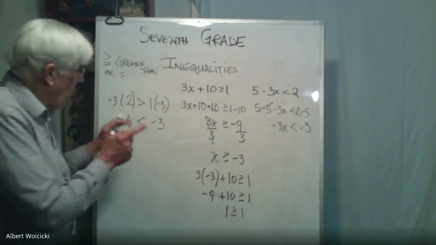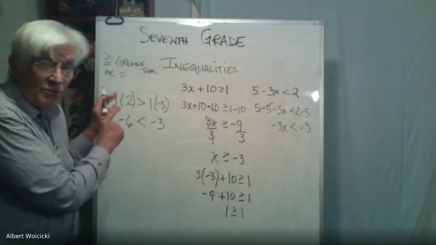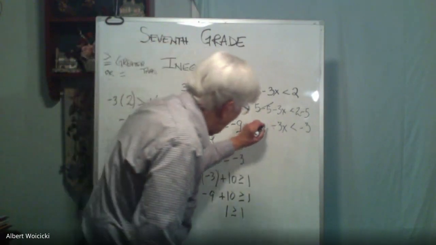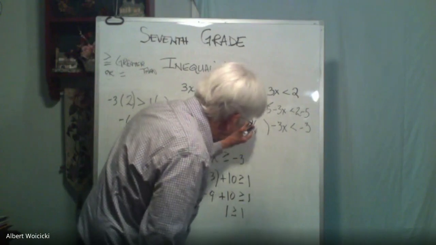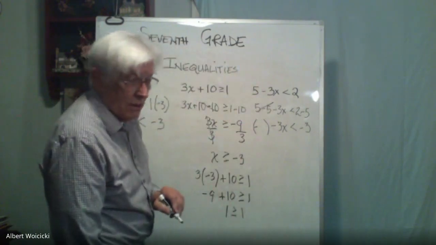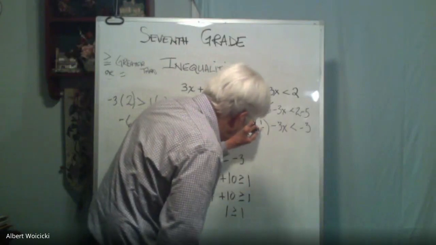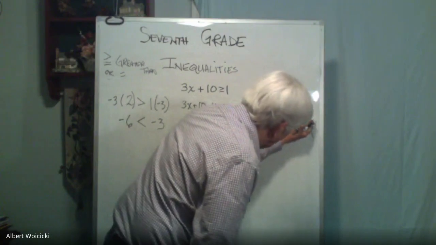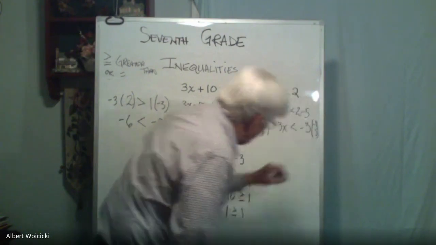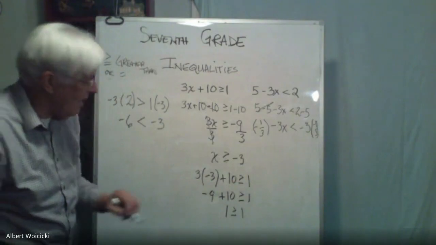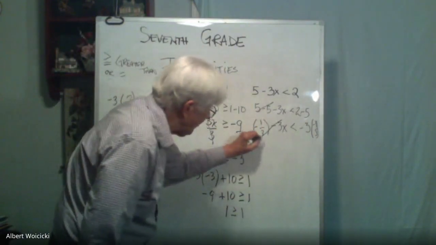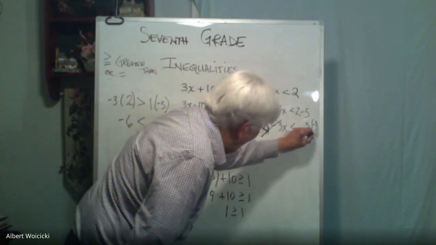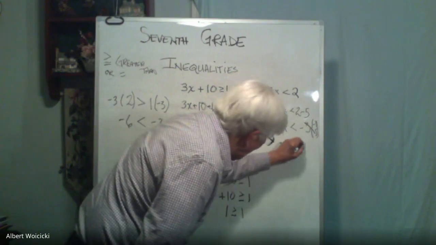And here's where this guy becomes important. In order for me to get rid of this opposite of 3, I have to multiply by the opposite of 1/3. So over here, I have to do the same. The opposite of 1/3. So these two guys go out, giving me a positive x. These guys factor, giving me a positive 1.